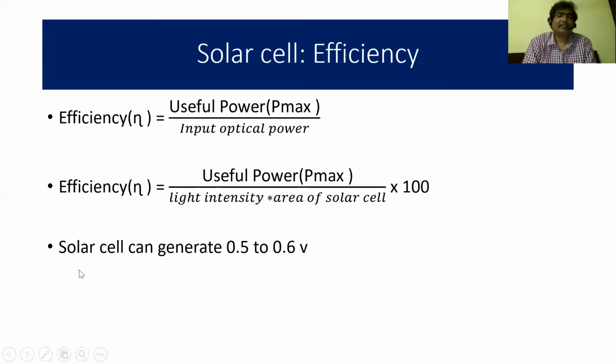So a single solar cell can generate a voltage of 0.5 to 0.6 volts. To enhance the voltage, we can connect a number of PV cells in series, so that we can generate a large amount of voltage.